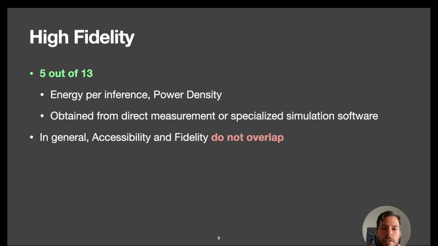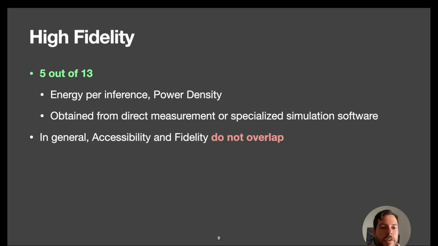Then high fidelity metrics. We find that 5 out of 13 of the metrics found have high fidelity. This means that they reflect energy consumption of the network with high accuracy, let's say. An example is energy per inference or power density. And the problem here is that they are obtained from direct measurements of the hardware, or from a specialized simulation software that is hard to integrate with the SNN developer's actual abstract architecture.